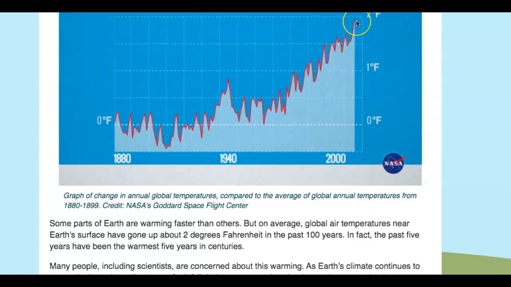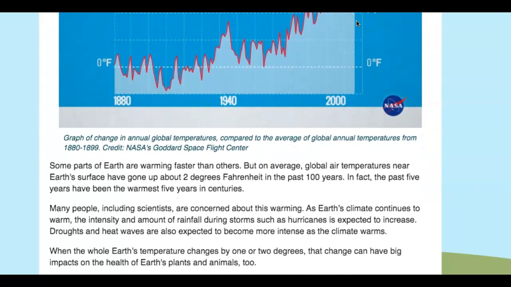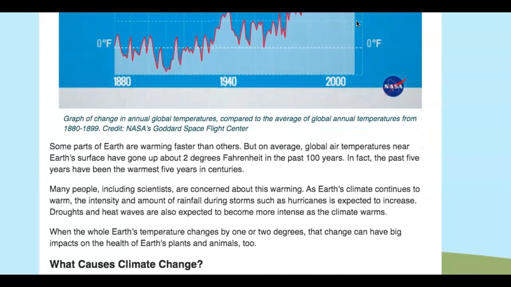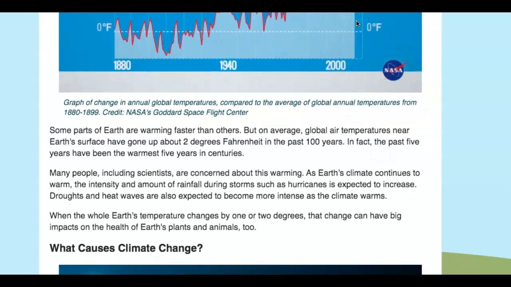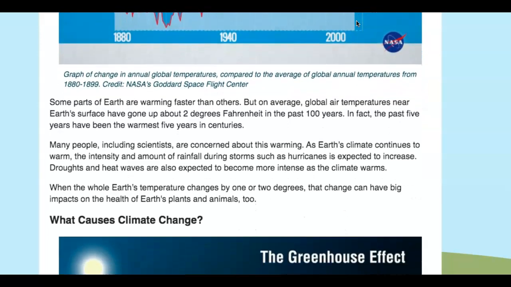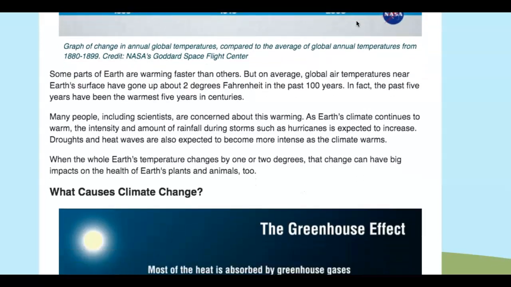Look what's happening. Some parts of the Earth are warming faster than others, but on average, global air temperatures near the Earth's surface have gone up 2 degrees over the last 100 years. That doesn't sound like a lot, does it? Just 2 degrees? But it makes a big difference. In fact, the past 5 years have been the warmest 5 years in centuries.